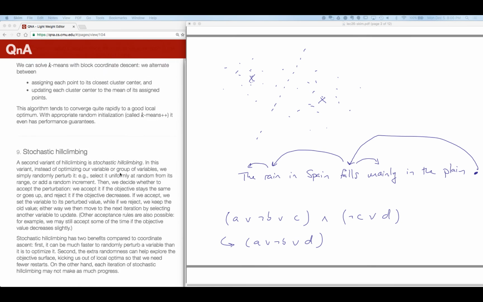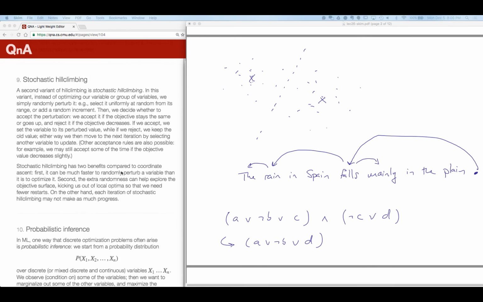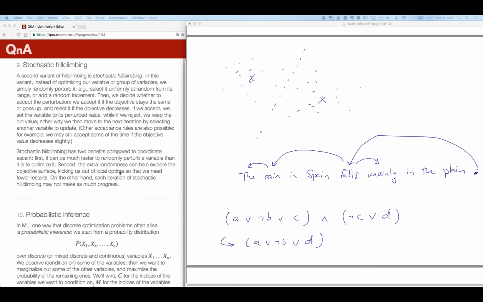Another variant of hill climbing is what's called stochastic hill climbing. In this variant, instead of fully optimizing the variables that we pick, we just randomly perturb them. And then if the perturbation makes our objective better, we keep it. And if it makes it worse, we discard it and then pick another variable to optimize.